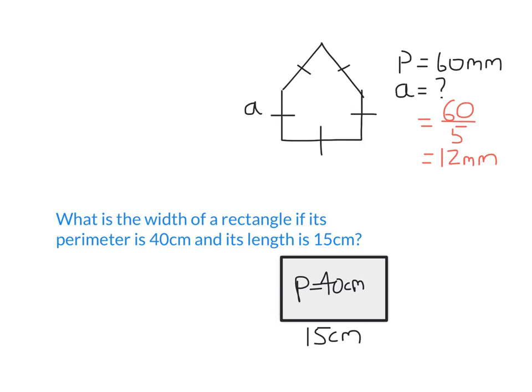So if the perimeter is 40, these two sides must add up to half that, which is 20. These two sides add to 20. These two sides add to 20. So the whole perimeter is 40. So this side here must actually be 5, because that means this side will be 5, this side is 15, and then the perimeter will be 15 plus 5 plus 15 plus 5, which is 40.